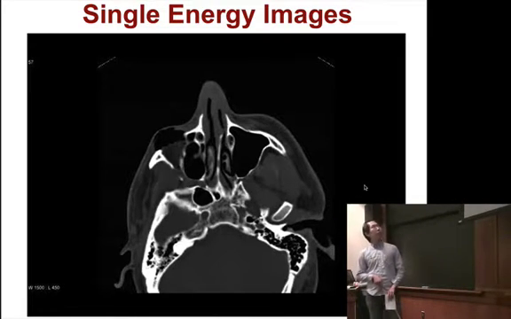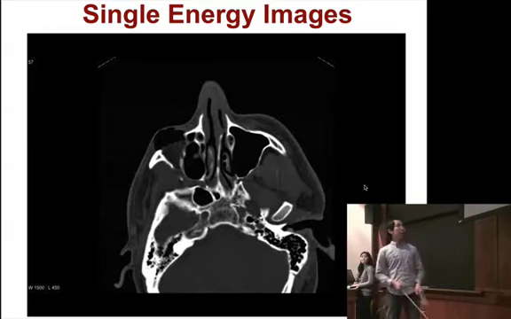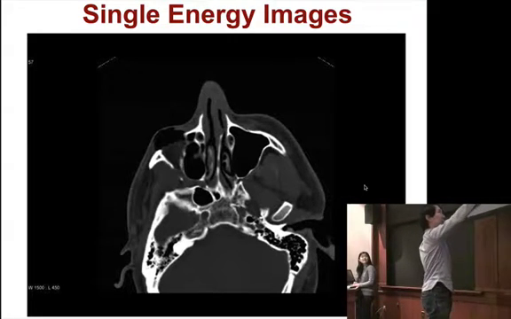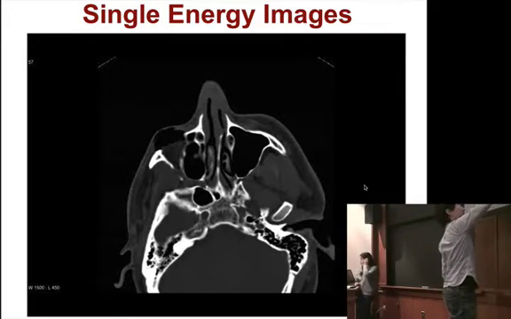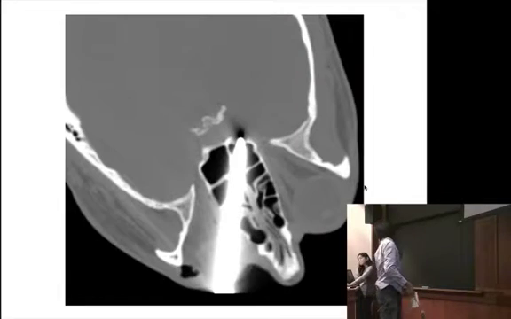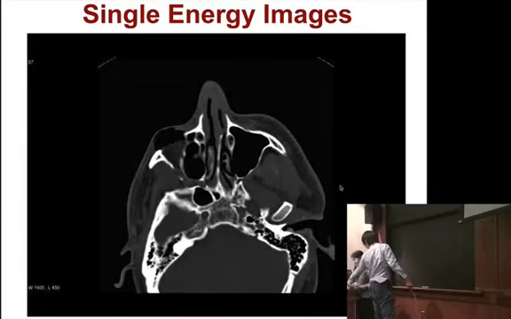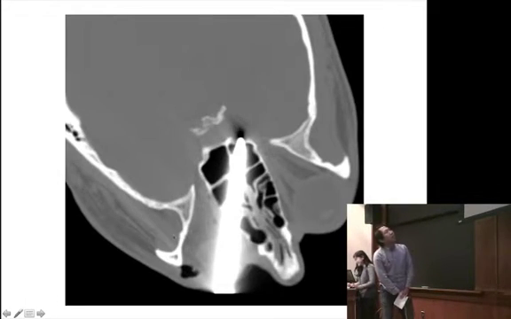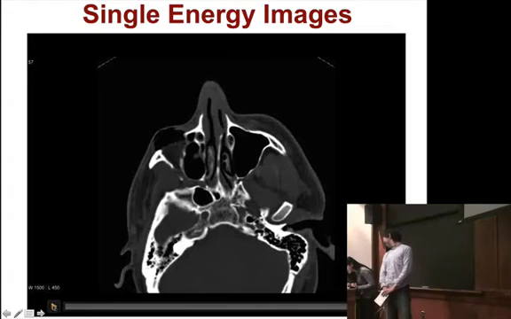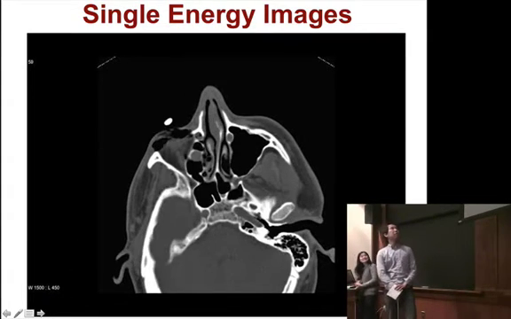First, this is a traditional single energy image. You can see this is a nasal cavity, and this is a maxillary sinus, and this is the right orbit, so the nail will travel medially and posteriorly like this. Wait, sorry, the video is not working. There we go.